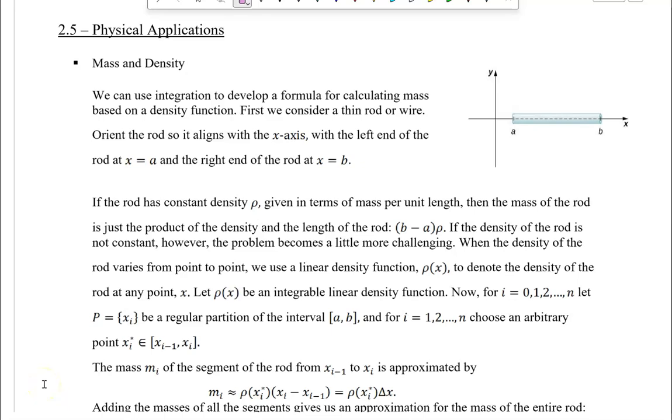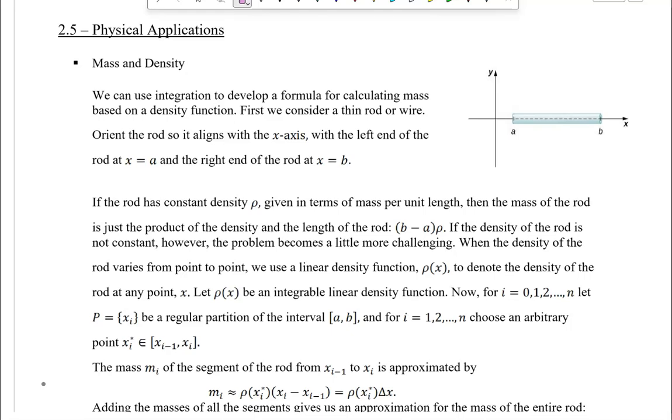Section 2.5, Physical Applications. In this section, we'll look at two different applications. The first one involving mass given a density function, and the second one involving work given a variable force. We'll start with mass and density.